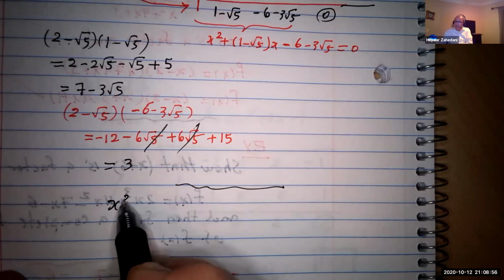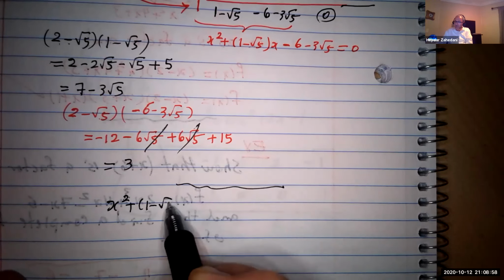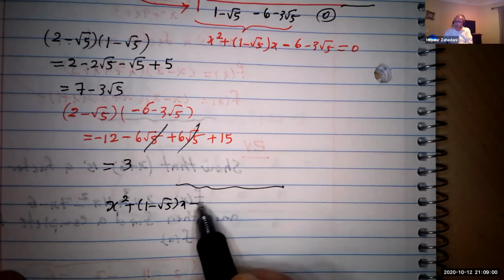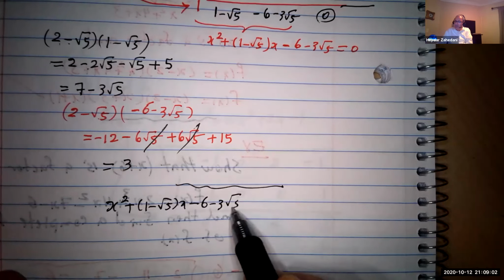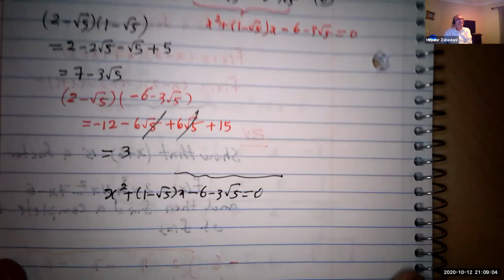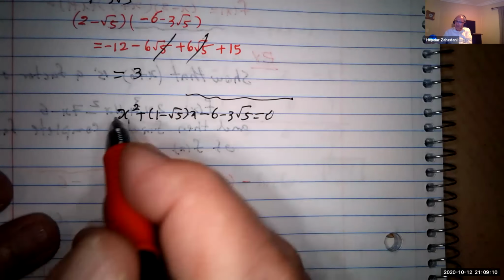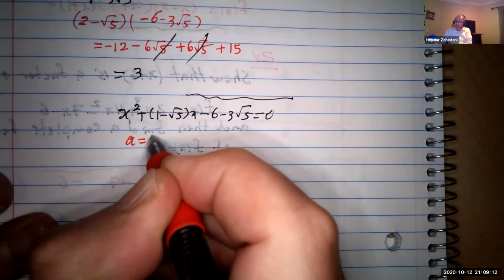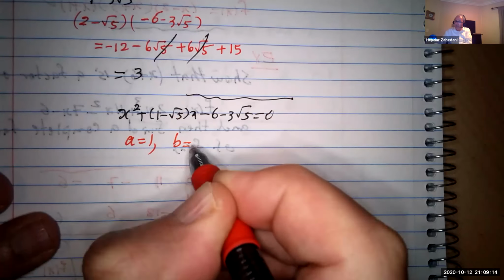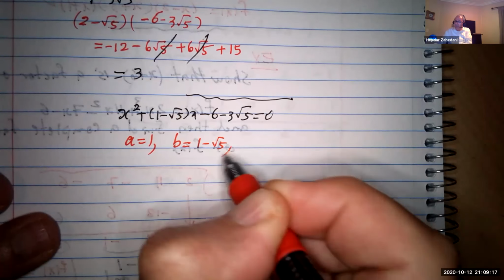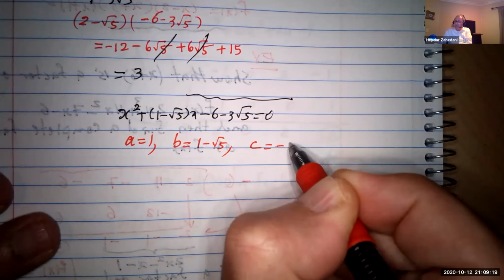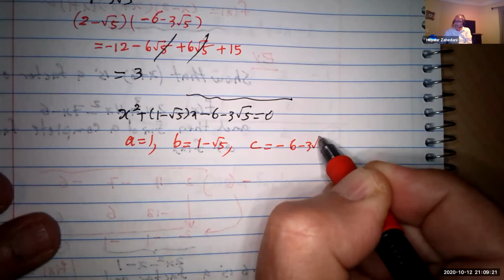So again, algebraically, it's nice. Of course, it takes a little bit more time to talk about it, but it would be done. You have to use the quadratic formula, of course, to take care of this one. So a is equal to 1, b is equal to 1 minus radical 5, and c is going to be negative 6 minus 3 radical 5.